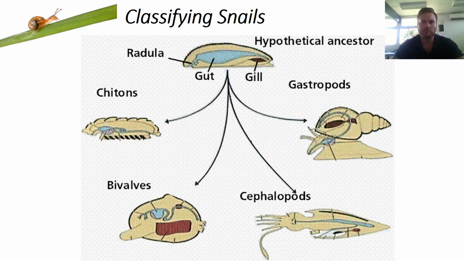So Kimberella, we call it the hypothetical ancestor, so we know that it must have been related to things like chitons, bivalves, cephalopods and gastropods, but sometimes there is not enough fossil evidence to back that up.